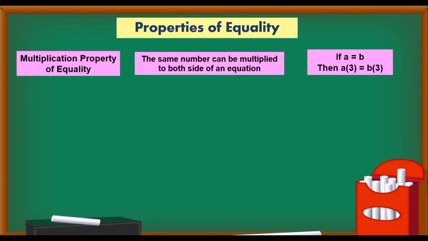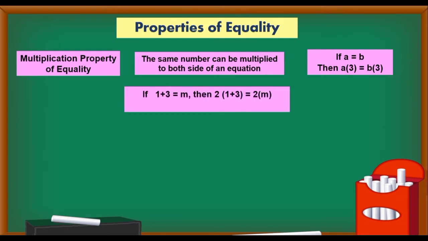So, mag-multiply lang po tayo both sides. So, another example, if 1 plus 3 equals m, then yung 2 po, imumultiply natin kay 1 plus 3 or 2 times the quantity 1 plus 3. So, that will be also equal to 2 times m. So, dapat mag-multiply din po tayo ng 2 kay m. Another, if m plus 4 equals 5, then 6 times the quantity m plus 4 is equal to 6 times 5. So, both side po dapat ay nagmumultiply tayo.